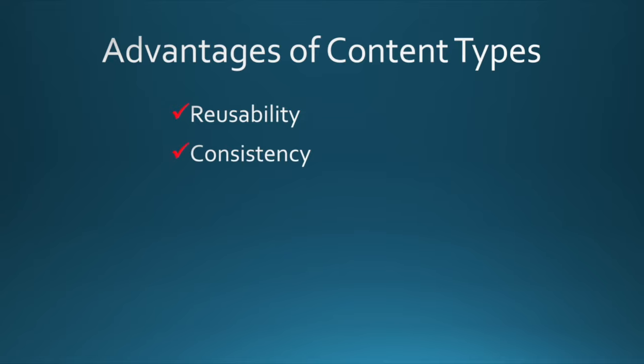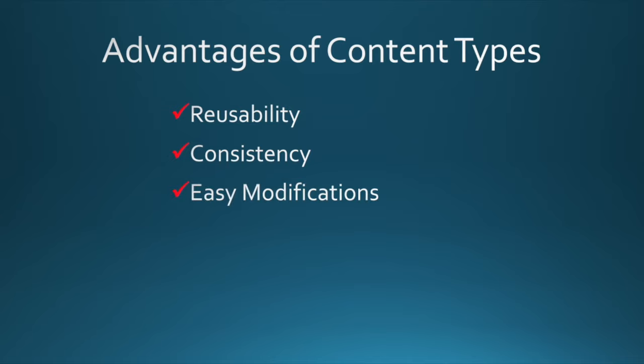Another advantage is consistency. By using content types, you can assure that the lists you create based on those content types contain the fields you need. The alternative would be to have people create their own lists and hope that they got the columns correct, and you would inevitably end up with some variations that you wouldn't want. So consistency is another key advantage of content types.